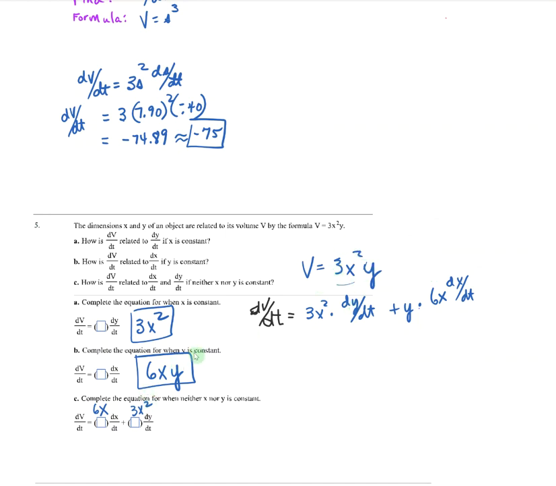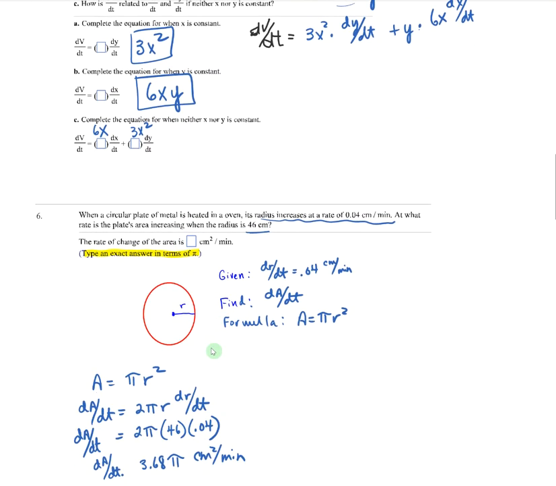Now, if y is a constant, that's a number. So you've got 2 times 3 is 6x, and you're multiplying by the other constant that you've got, which is y. So 6xy dx/dt. If neither one is constant, you do have what we got here: 6x dx/dt plus 3x squared dy/dt. So this is normal. This was making you think about if x was constant and if y was constant. All right, let's move to number 6.